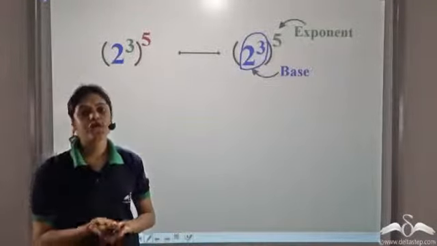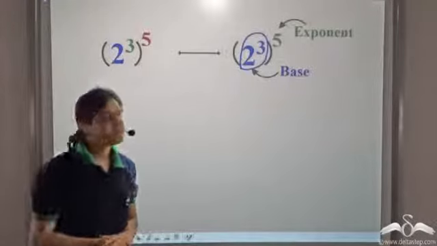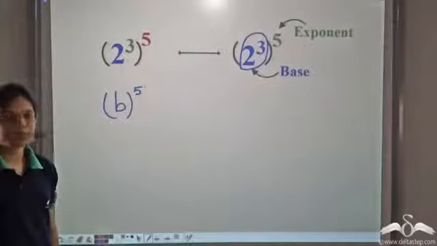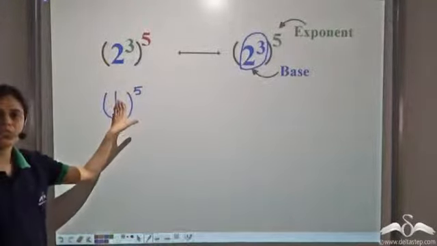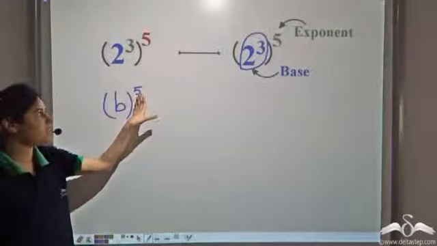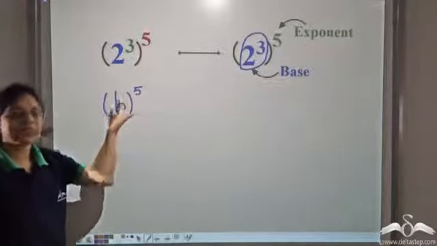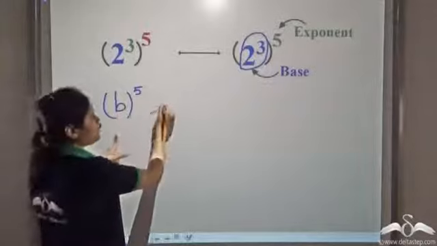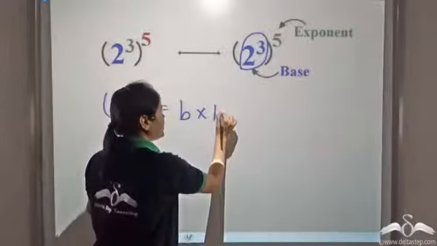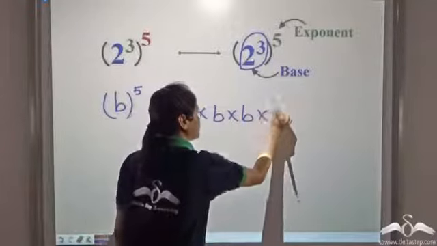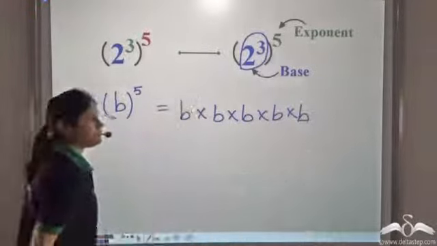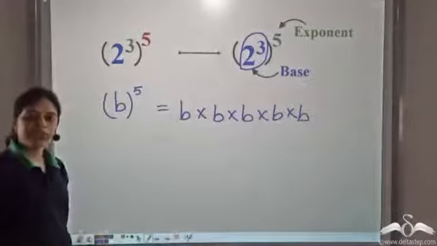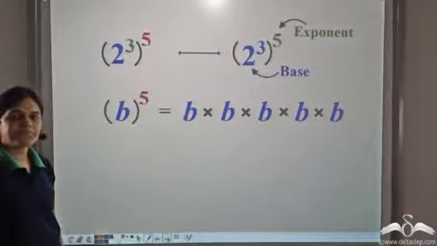First recall, how do we represent any exponential number? Say we have an exponential number b to the power 5. This means that b, which is the base, is multiplied with itself exponent number of times. That is, b is multiplied with itself 5 times. So this means b into b into b into b into b. b multiplied 1, 2, 3, 4 and 5 times. So this is what we have.